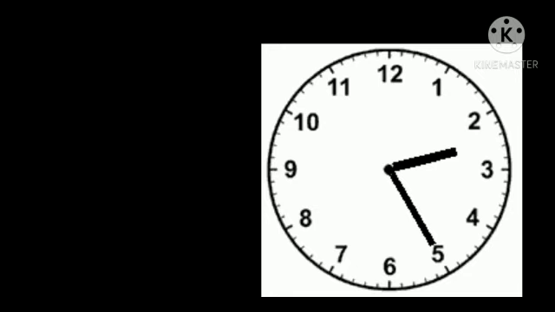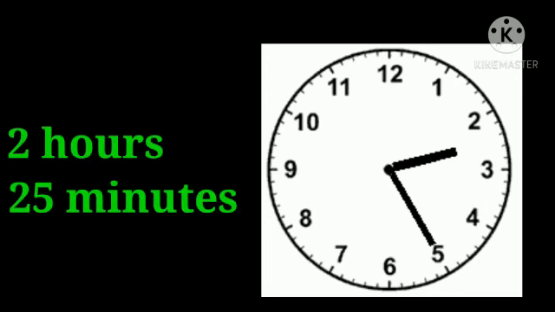Moving on, next one. Shorthand is at 2, which means 2 hours. Longhand is at 5, means we have to multiply it with 5. So 5 5s are 25. So the time is 2 hours and 25 minutes.